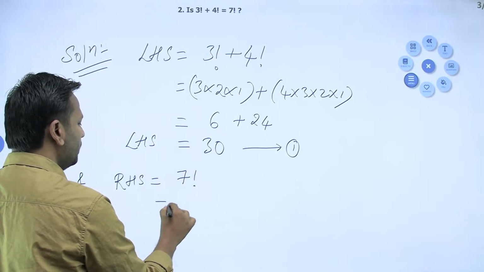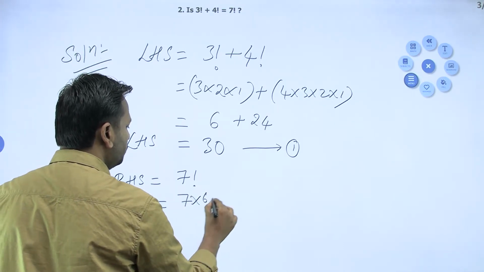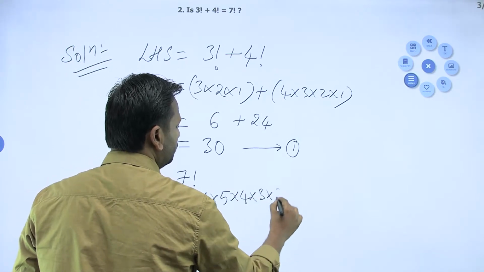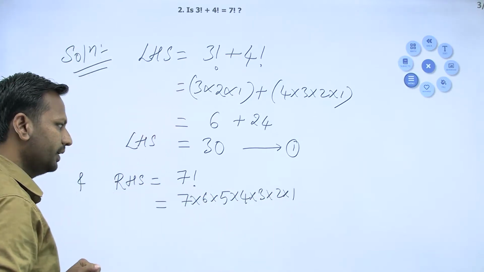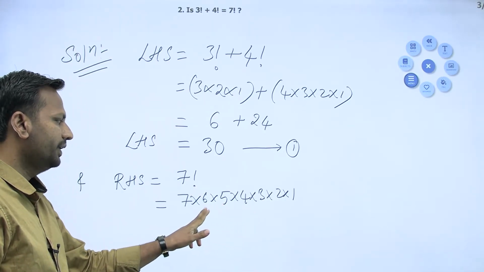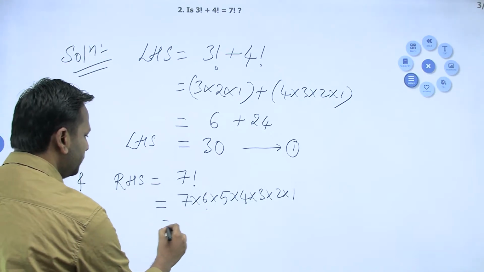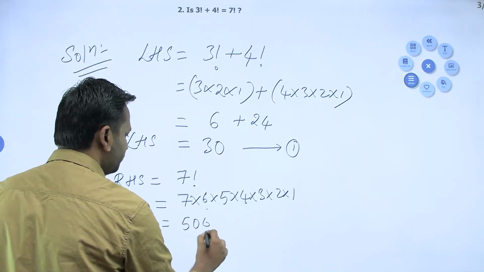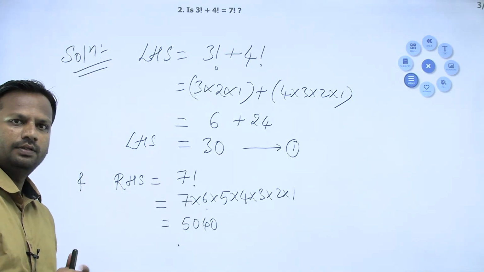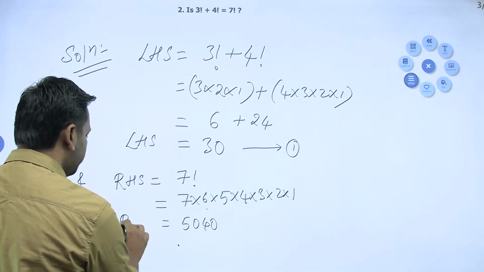7 factorial. How do you express 7 factorial? 7 into 6 into 5 into 4 into 3 into 2 into 1. As you know, 4 factorial is 24, 24 into 5 is 120, 120 into 6 is 720, 720 into 7. How much is 720 into 7 here? 5040. So this is the RHS we got.